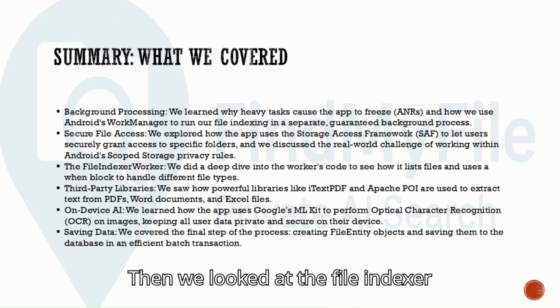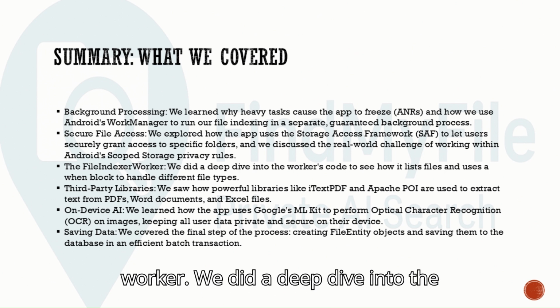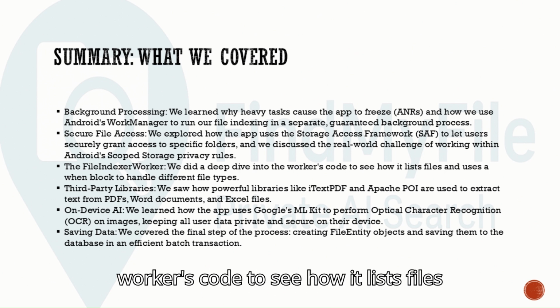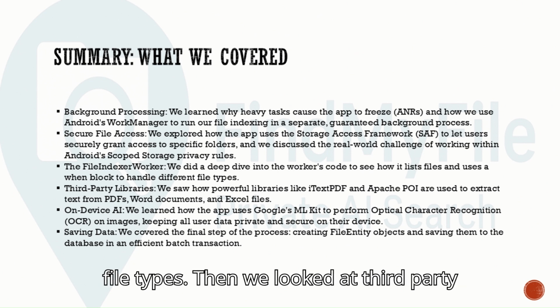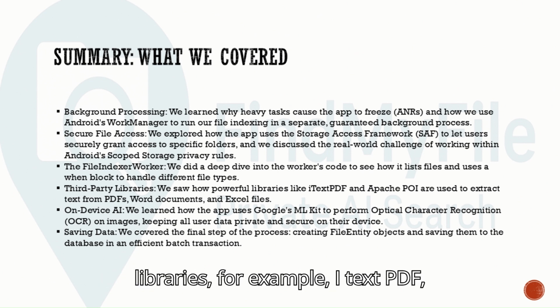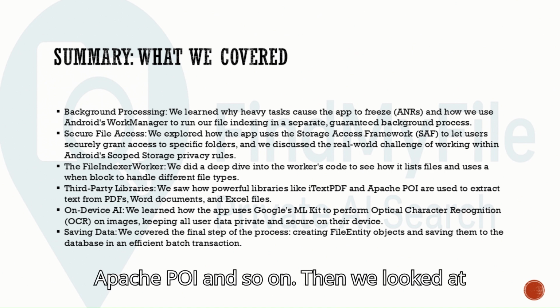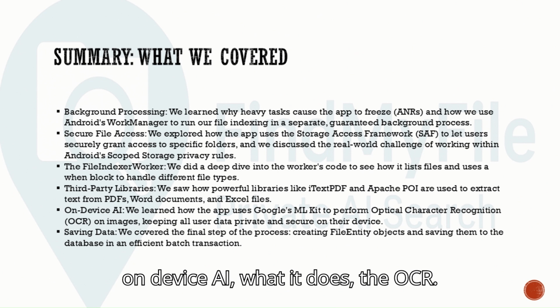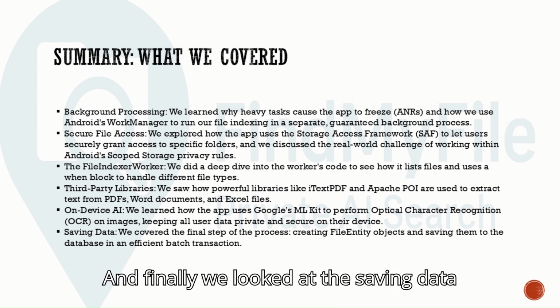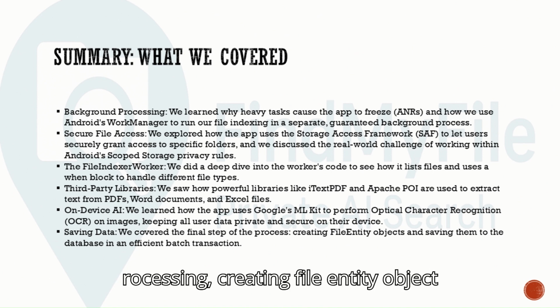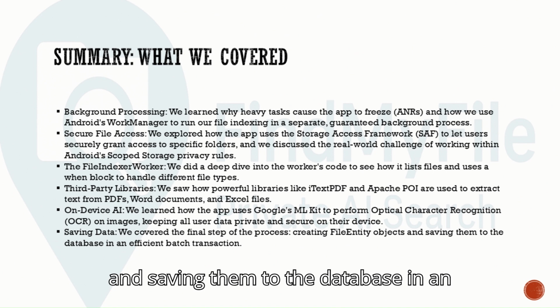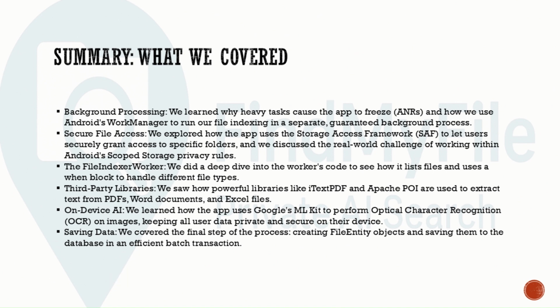Then we looked at the FileIndexerWorker. We did a deep dive into the worker's code to see how it lists files and uses a when block to handle different file types. Then we looked at third-party libraries, for example iText PDF, Apache POI, and so on. And then we looked at on-device AI, what it does, the OCR, and finally the saving data code. So we've covered the final step of the processing, creating file entity objects and saving them to the database in an efficient batch transaction.